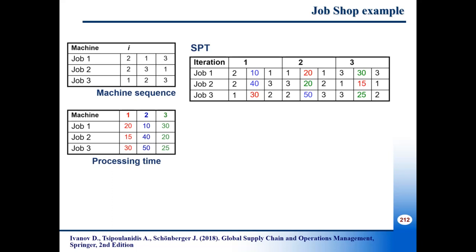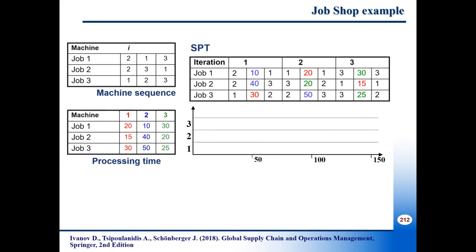After we have a ranking based on shortest processing time for each job at each iteration, we start working with our Gantt chart.